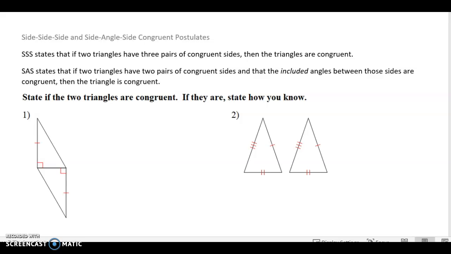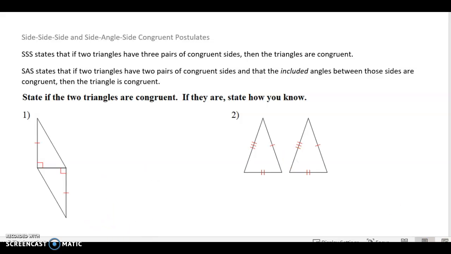We have two things that we touched on briefly in class on a previous day: the side-side-side and side-angle-side congruence postulates. Side-side-side, or SSS, says all three pairs of sides have to be congruent for the triangles to be congruent. Side-angle-side means that you have to have two pairs of congruent sides and one pair of congruent angles. But the angle must be included between the two sides. In other words, it must be in between the two sides. So we're going to look at a few examples to see if we can use one of these postulates to show that two triangles are congruent.